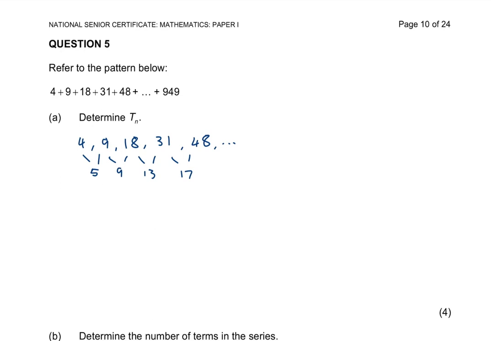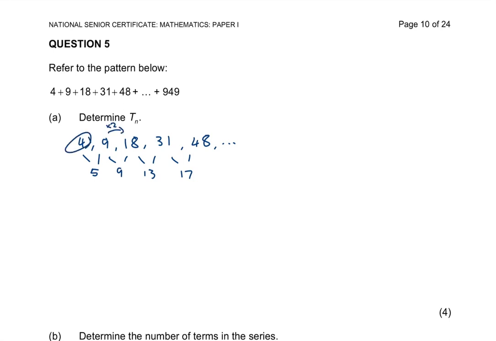But now let's consider, could this be a geometric sequence? Well, in order for it to be a geometric sequence, we have to have a constant ratio. In other words, when we multiply 4 by a number, we get 9. And if we multiply 9 by that same number, we should get 18. So how do we find out if we have a common ratio? Well, what must I multiply 9 by to get 18? Well, of course, I must multiply by 2.